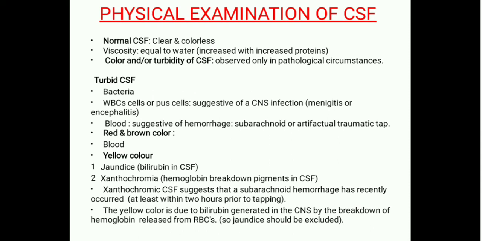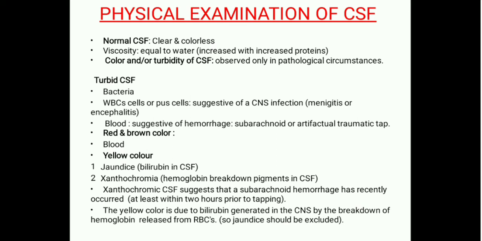Normally, CSF is clear and colorless. Viscosity is equal to water and increases with increased proteins. Color and or turbidity of the CSF appear only in pathological circumstances. Turbid CSF: bacteria, white blood cells or pus cells, suggestive of central nervous system infections.